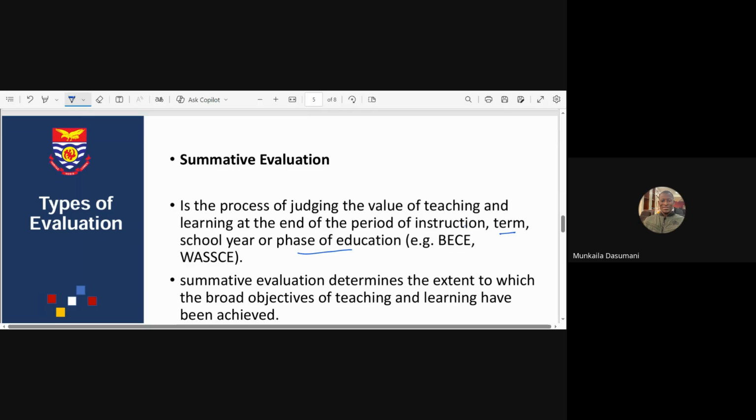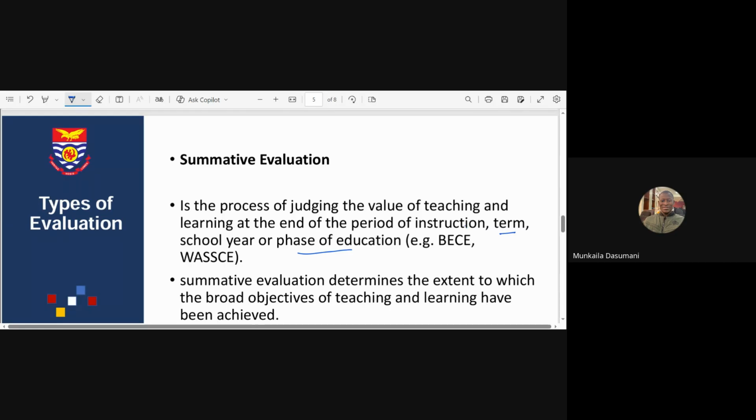extent to which the broad objectives of teaching and learning have been achieved, because it's broader than the assessment. That is BECE. At the end of the day, the student's standard in core mathematics is this. If a student gets B2 in core mathematics, it means that not only quadratic equations, not only graph work, or not only two-set problems, but the whole core mathematics syllabus. That's what we believe the student has achieved.